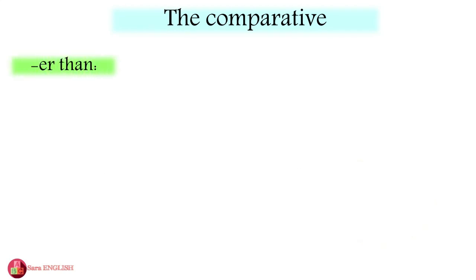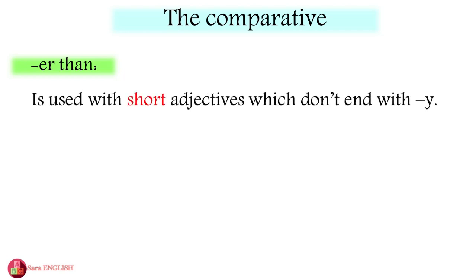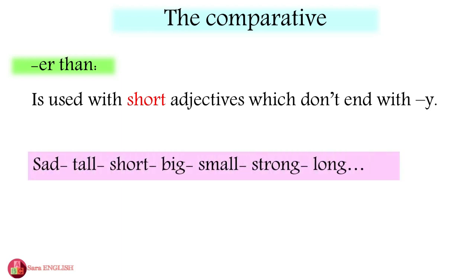We add ER at the end of the adjective plus than if it is a short adjective which doesn't end with Y. So if an adjective is short and doesn't end with Y, we add ER at the end of it plus than if we want to use the comparative form. For example, sad, tall, short, big, small, strong, long. These are short adjectives.